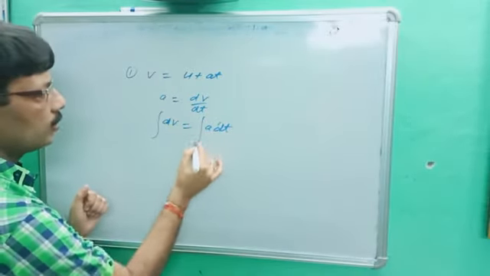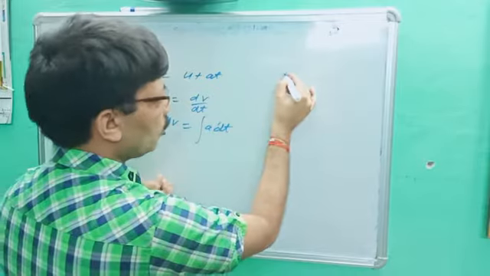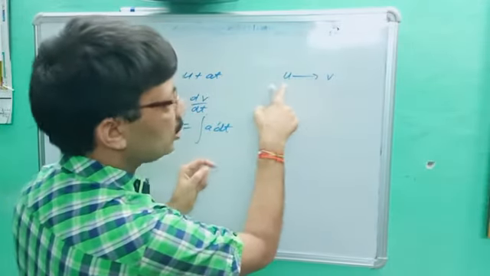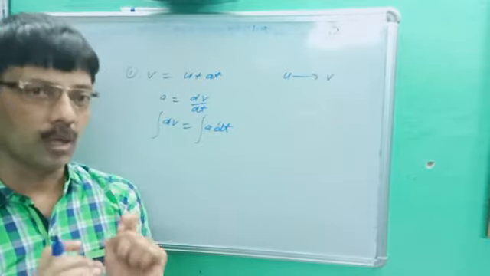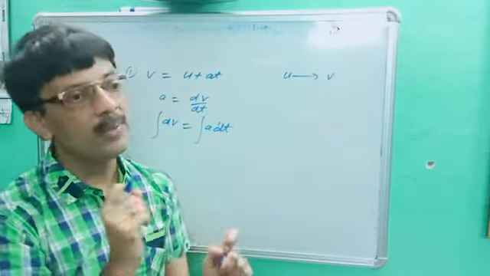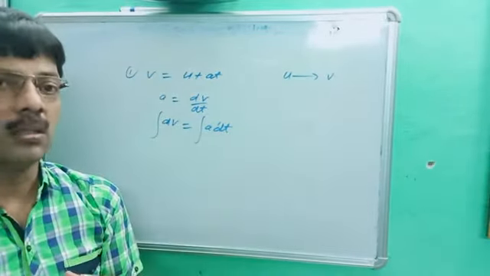Integrating both sides, you know your velocity started from U to V. This is the initial velocity, this is the final velocity. How can we define the limit? This is the important point for you now. In this lecture I will tell you how we can decide the limits.